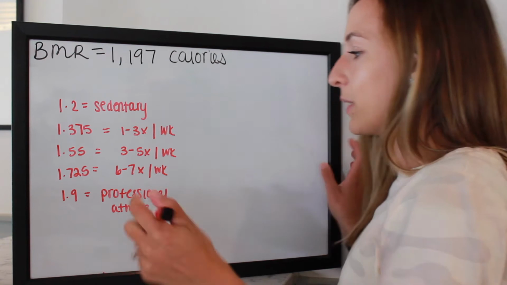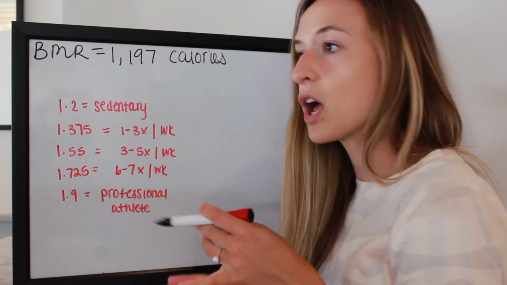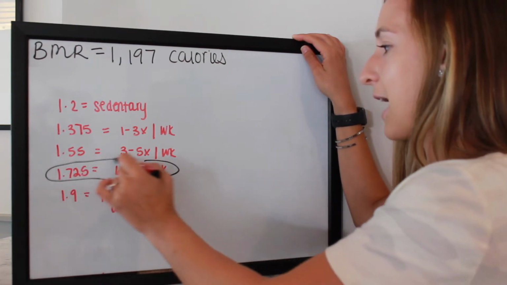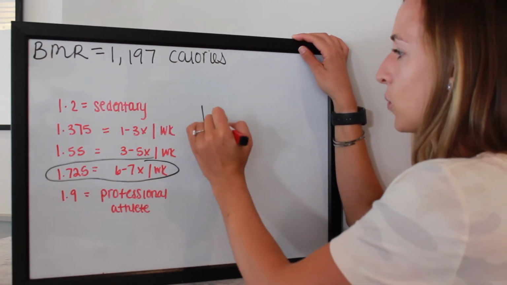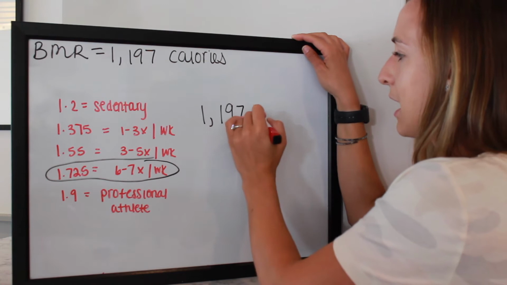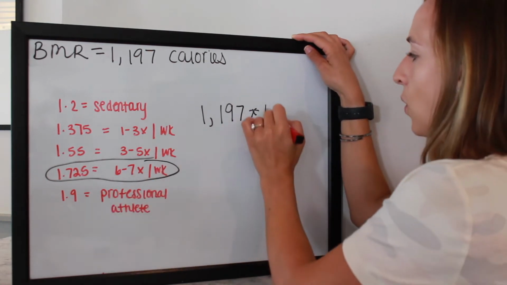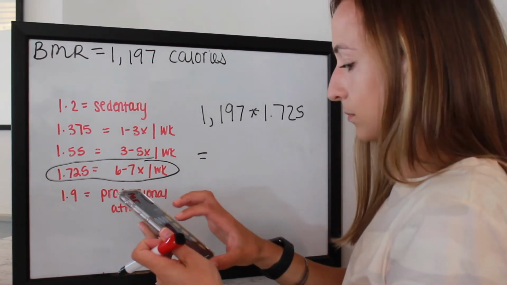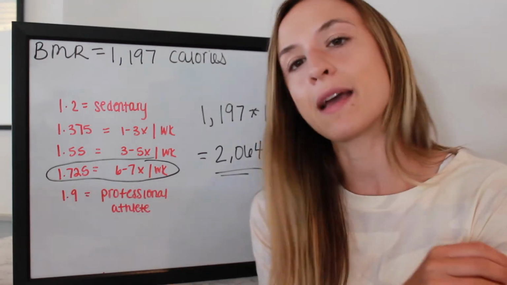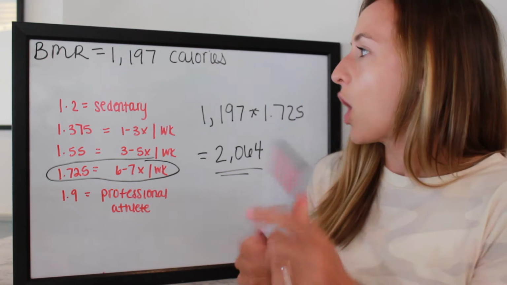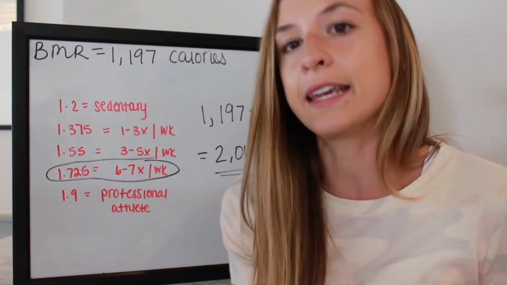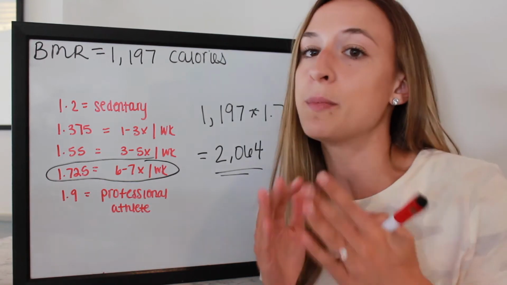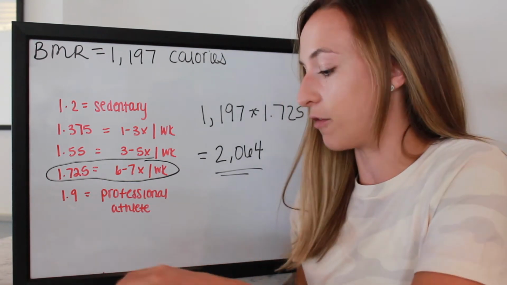For me, because I have an active job and because I exercise between 6 to 7 times a week, I'm going to choose this category. So I'm going to take my BMR, 1,197, and multiply that by 1.725. When we factor in my activity level and my BMR, I should be taking in 2,000 calories plus or minus just to maintain my weight of 112 pounds.